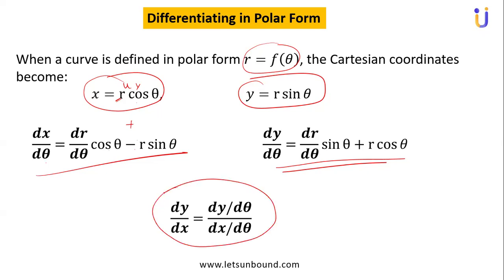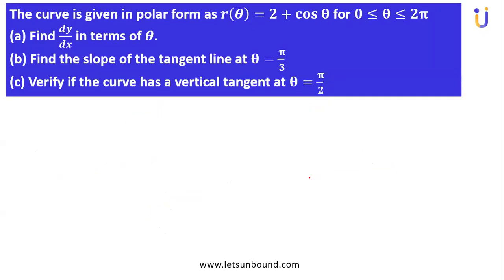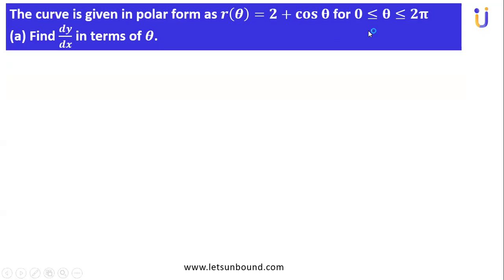dy by dx is very similar to parametric. Instead of t, we have theta: dy by d theta divided by dx by d theta. And that's simple. Now, a simple question. The curve is given in polar form. Find dy by dx in terms of theta. Find the slope of the tangent line. Verify if the curve has a vertical tangent. These things we already know, like how we dealt with parametric, it's very similar.